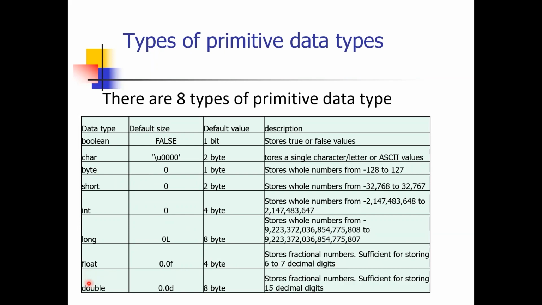Okay. And for double, after the decimal, it will take up to 15 decimal digits. So these are the 8 types of primitive data types. Boolean is 1 bit, character is 2 bytes, which means 16 bits. Byte means 8 bits. Short means 2 bytes, again 16 bits. int is 4 bytes, which means 32 bits. long is 64 bits, float is 32 bits, double is 64 bits.